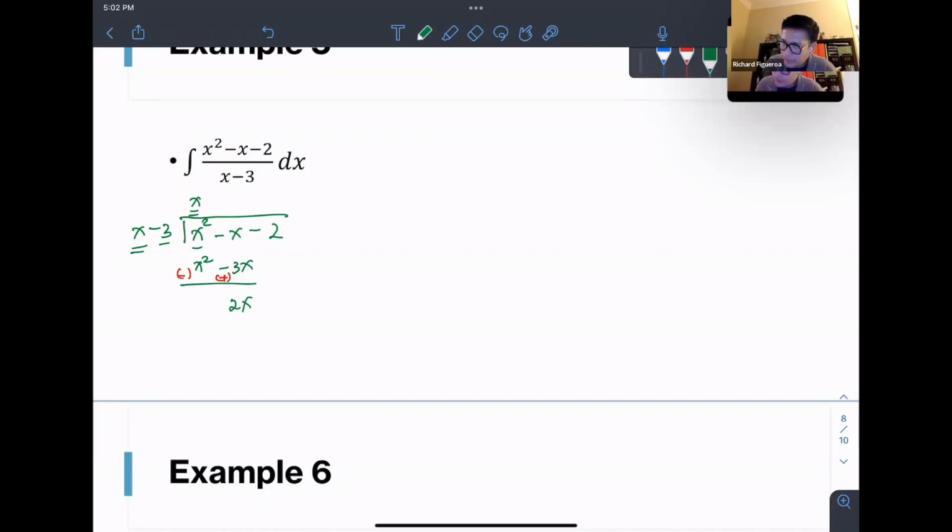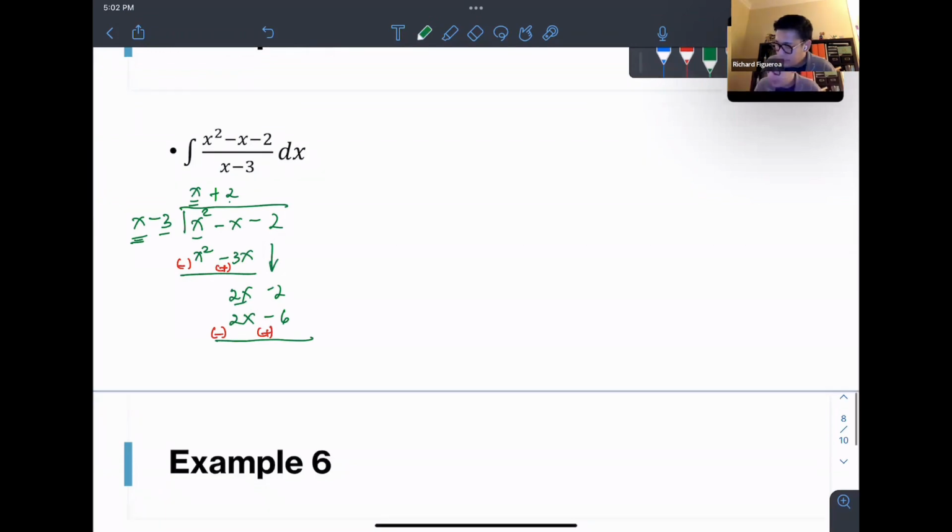So ngayon, we divide again. So 2x divides x, that would be positive 2. 2 times x is 2x. So 2 times negative 3, it's negative 6. So we bring down the negative 2. So we change sign. So this is negative, this is positive. So 2x minus 2x is 0. So negative 2 plus 6 will have positive 4.